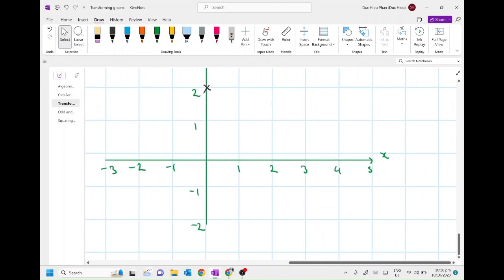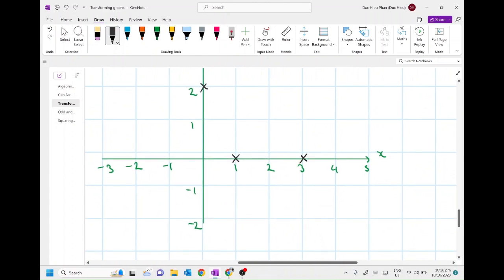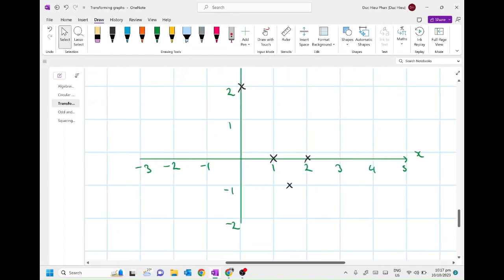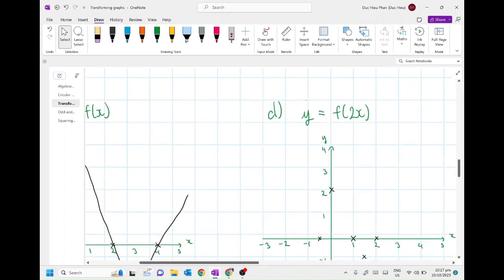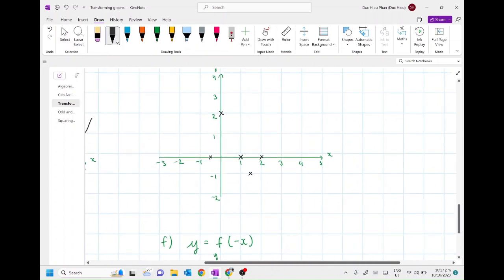So the x-intercepts would be 1, 0, 3, 0, and the turning point would be at, no, not 3, 0, at 2, 0, and the turning point will be at 1.5, -1. And also, the x-intercept on the negative side of x would be -1/2, since it was 1 before. And as you can see, the graph is stretched considerably.